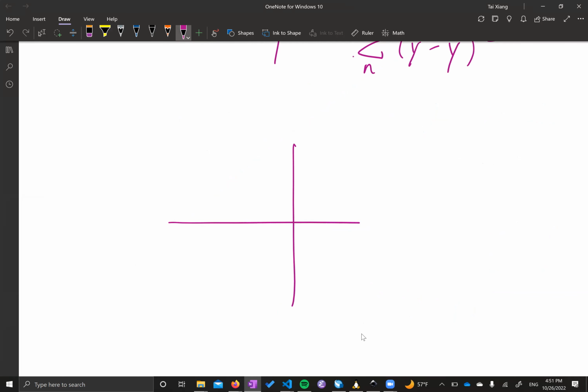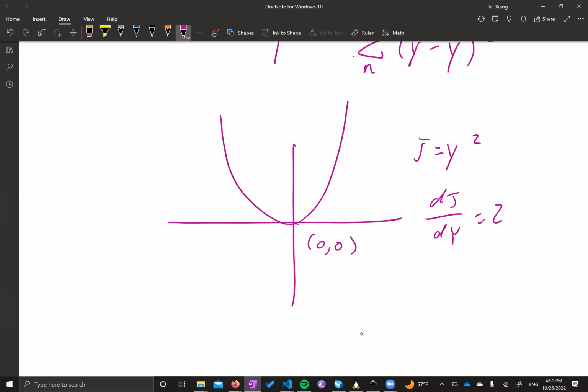Let's say we have this parabola, and as we mathematically solved earlier, the point 0, 0 is the minimum. How do we know that? Well, we have J equals y squared. So dJ/dy is equal to 2y. If we want to minimize error, we say 2y equals 0. So that means y also equals 0. So the point of minimum error is going to be at 0, 0. Does that math all make sense?